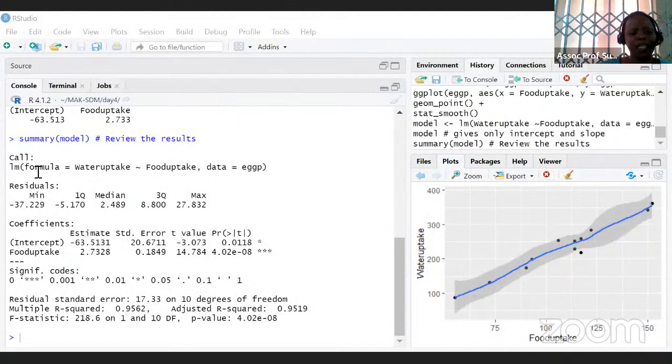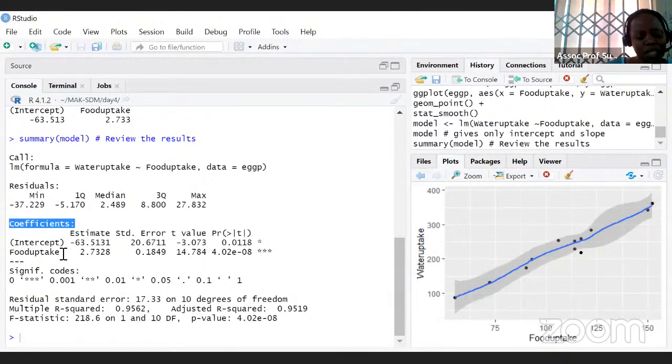So the summary model, you now know how to get the summary of the model. And we go to the coefficients. That's the most important bit. It gives you the intercept and the slope. So when you're writing your regression equation, it's going to be water uptake is equal to minus 63.51 plus 2.73 food uptake.